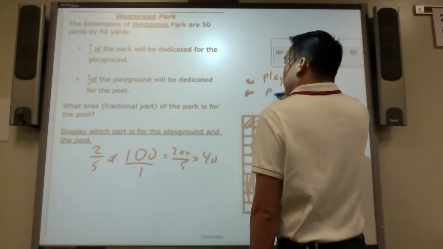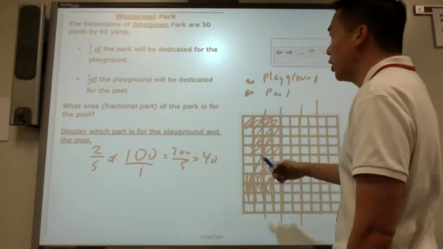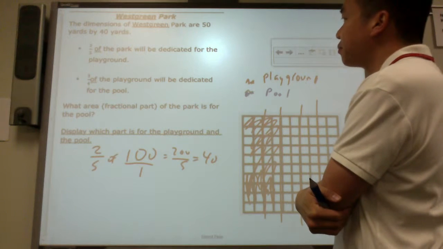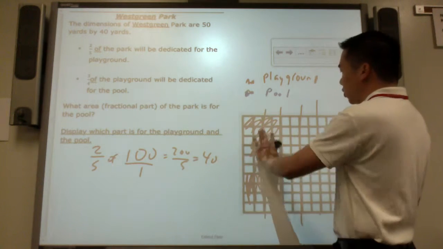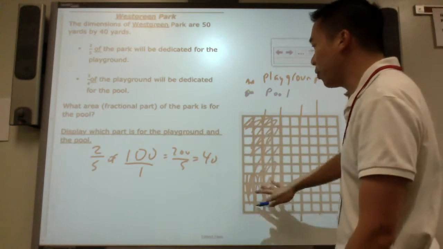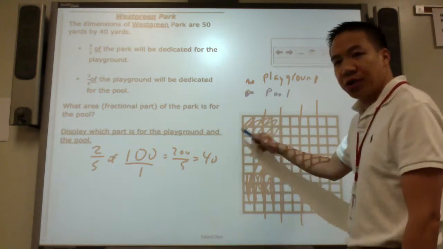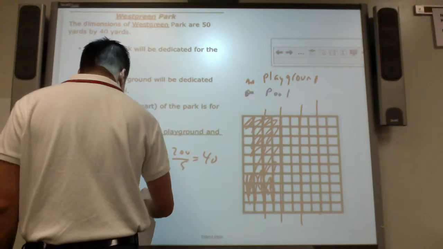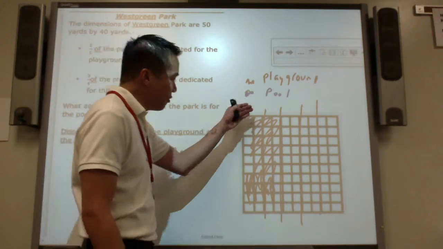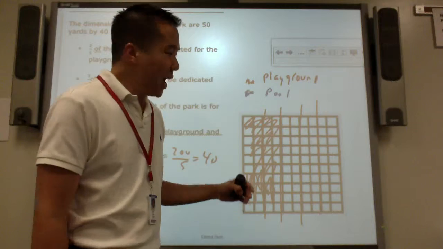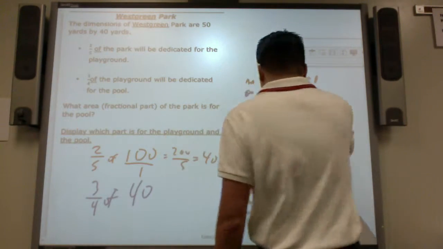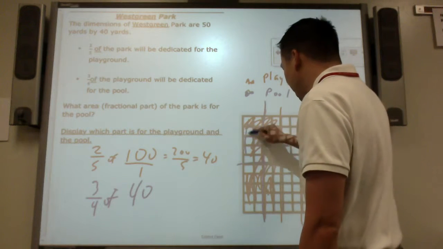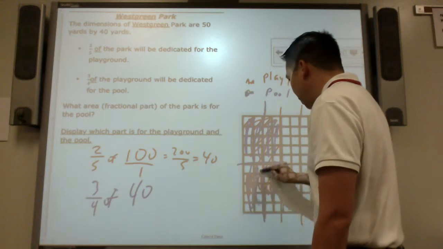Blue represents the pool. 3/4 of the playground would be dedicated for the pool. So of this part, of the red playground, 3/4 of this will be the pool. So how many square units make up the playground? 40. So 3/4 of the 40 represent the pool. Or another way, I could divide this into four parts and shade in 3 of them. So let's see. Divide this into 4 parts. So 3/4 of the playground will be dedicated for the pool. So this will be pool, this will be pool, this will be pool.